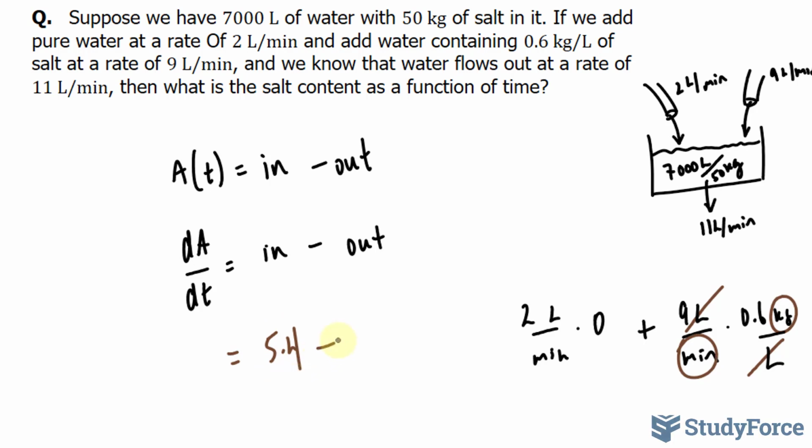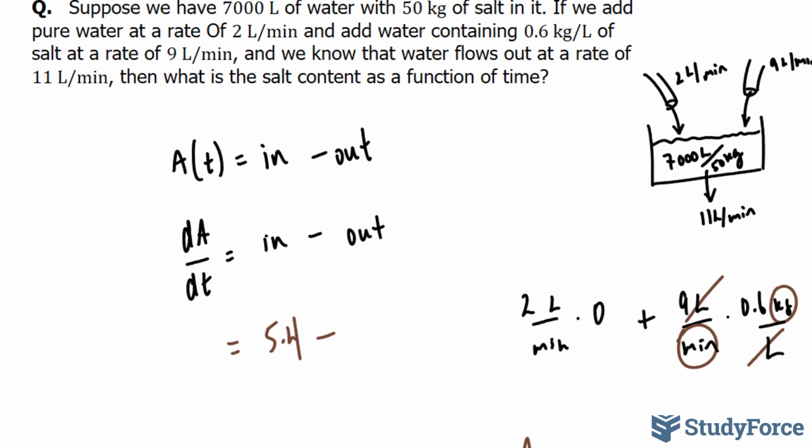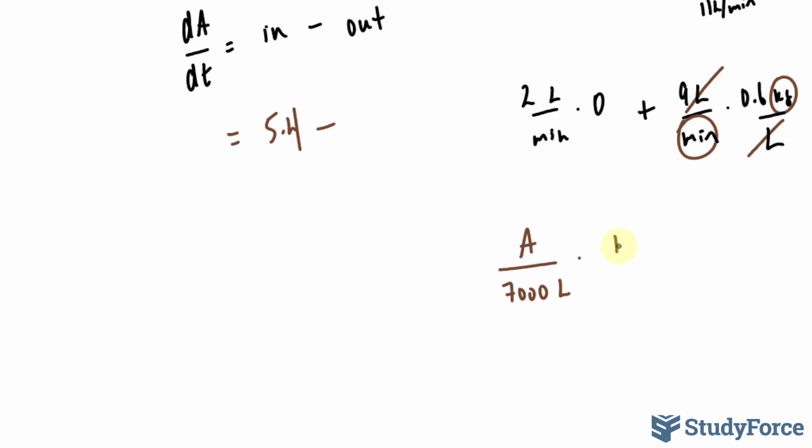Minus, now the more difficult part. We know that the tank holds 7,000 liters, but we don't know at any particular instant how much salt it contains. So I'll write down A for the amount over 7,000 liters, and I'm going to multiply this by the rate at which the water is flowing out, which is 11 liters per minute. The liters cancel out. The units for the amount are in kilograms per unit time, which is in minutes. So we have 11A over 7,000. This is our differential equation.